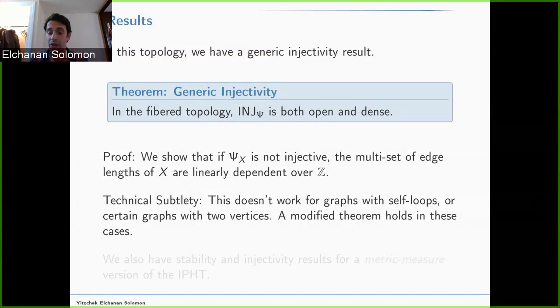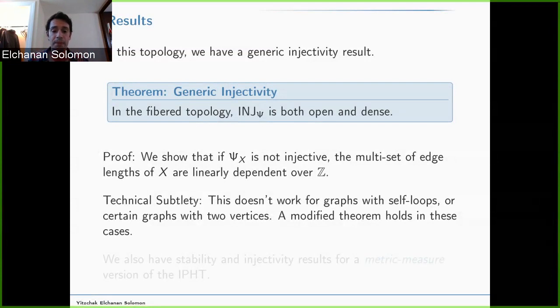So a graph with a non-trivial automorphism group cannot have psi be injective. Although just because the automorphism group is trivial does not imply that psi is injective. So this is a more subtle condition. So anyhow, in these subtle cases, like when there are these loops, you have to slightly modify the theorem, but the same result holds.